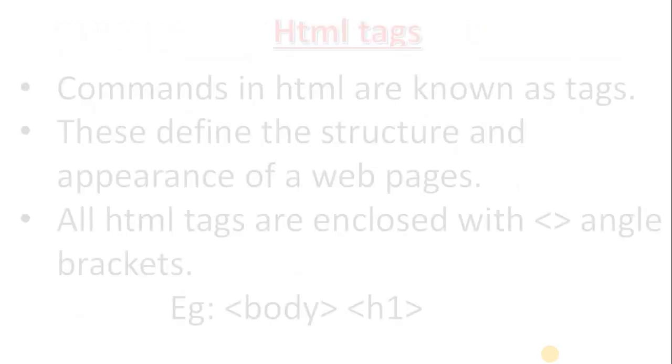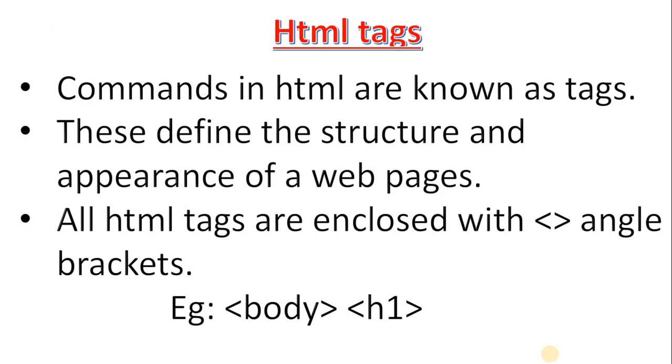Let's see what is HTML tag. Commands in HTML are known as tags. These define the structure and appearance of a web page. All HTML tags are enclosed with angle brackets. For example, body and h1 are different tags. These tags are written inside angle brackets.